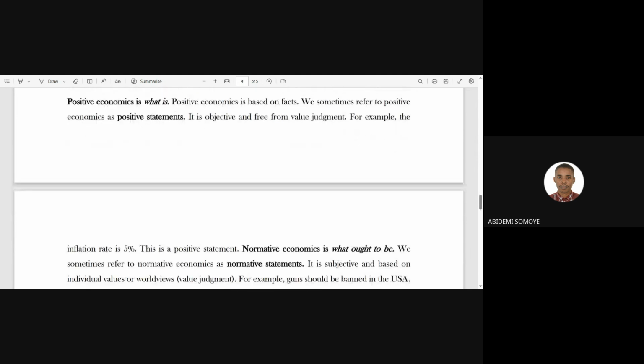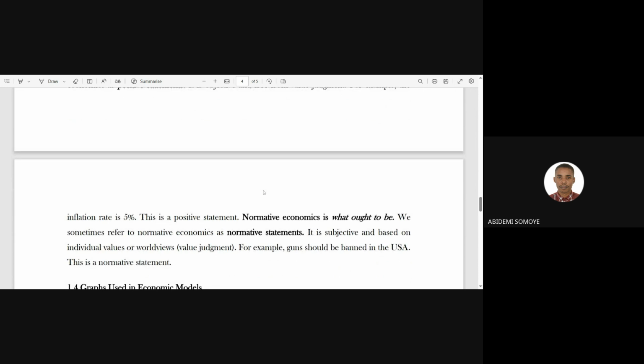For example, the inflation rate is 5%, or the unemployment rate is 20%, or the number of tourists coming to Turkey every year is 10%. It's based on fact. If you go and check the data, you're going to see it there. We usually refer to this as a positive statement.